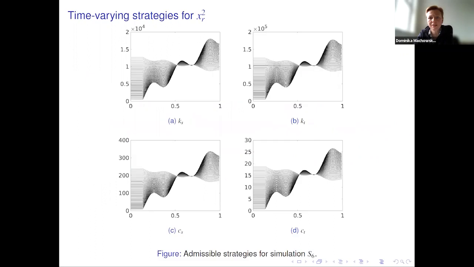Next, we analyze the time varying strategies, and here are some examples of the admissible strategies, because if you remember in our algorithm, first of all we have to choose a finite number of admissible strategies, and here is our example. So this is some example of admissible strategies for the simulation 6.